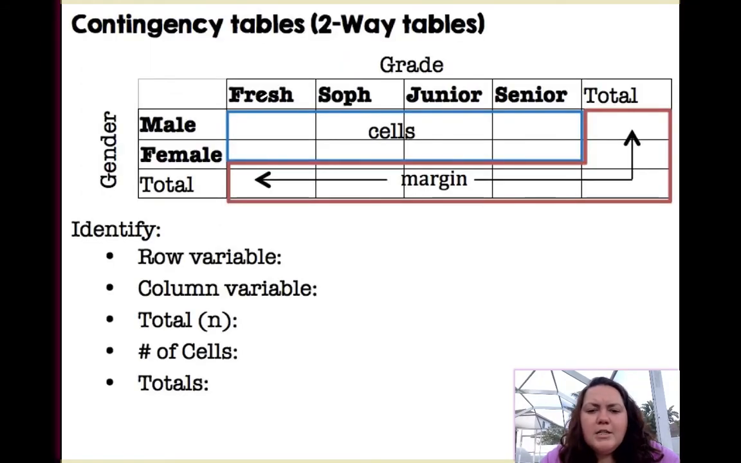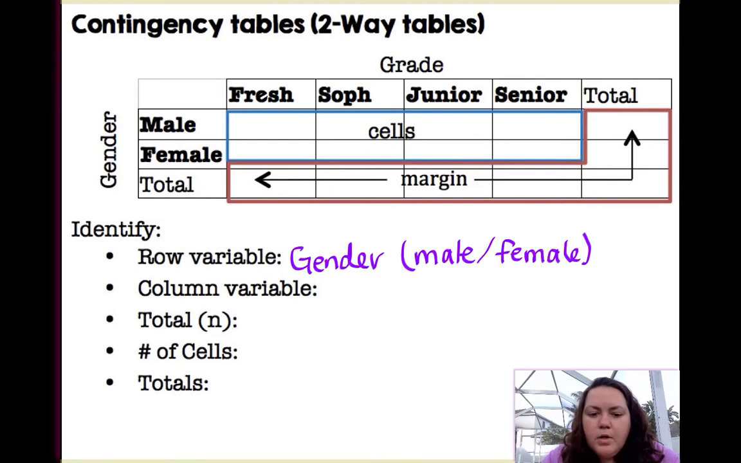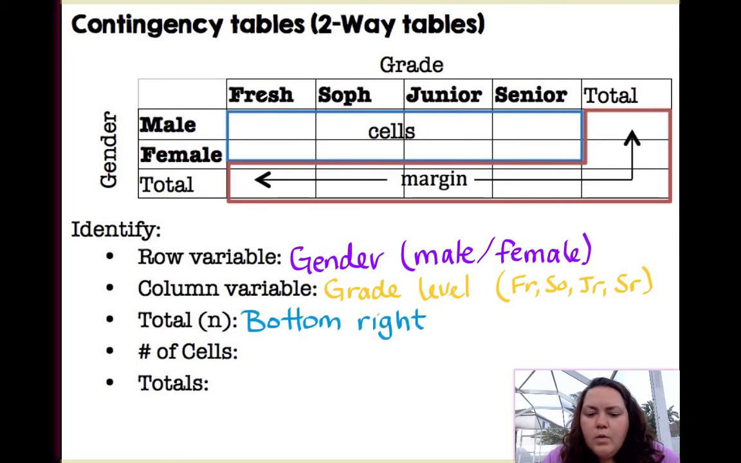All right, a contingency table or a two-way table. So in here we have grade and gender. Identify the row variable, column variable, total, which we call N, number of cells, and where the totals are. So our row variables are gender, male and female. Our column variables are grade level, freshman, sophomore, junior, senior. Our total N would be in that bottom right corner, so right in here.